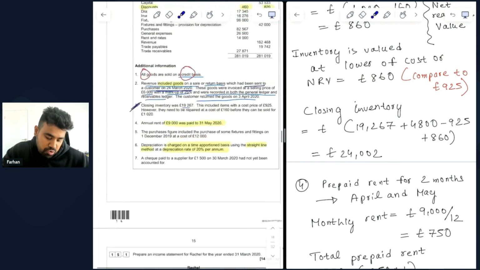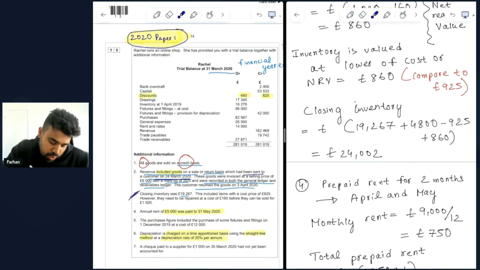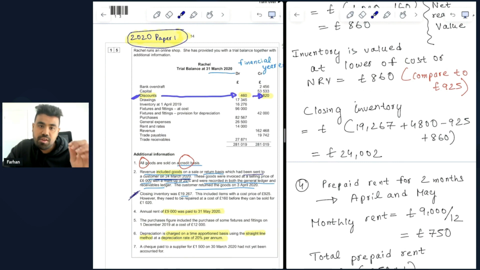So if you scan through the trial balance properly, you will see that we have something for discounts, which I've highlighted. So discounts are given on both the debit and the credit side. So what is the difference? The discount of 460 on the debit side refers to an expense, which is known as discount allowed. All expenses are debit, and the discount that is shown on the credit side refers to discount received, which is an income, and all income is credit. So discount received is a gain for Rachel because this discount is received from the suppliers.